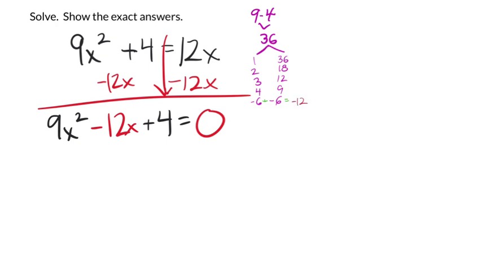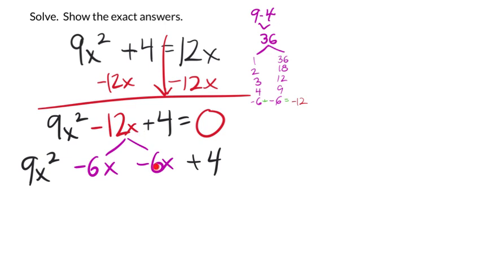So I'm going to take that negative 12 and split it up into those two factors. And again, these are in x's, but I'm going to have a negative 6x there and also a negative 6x right there. So now I've got 9x squared minus 6x minus 6x plus 4. And again, the difference being the negative 12 has been split up into the two terms. From here, we can factor by grouping.